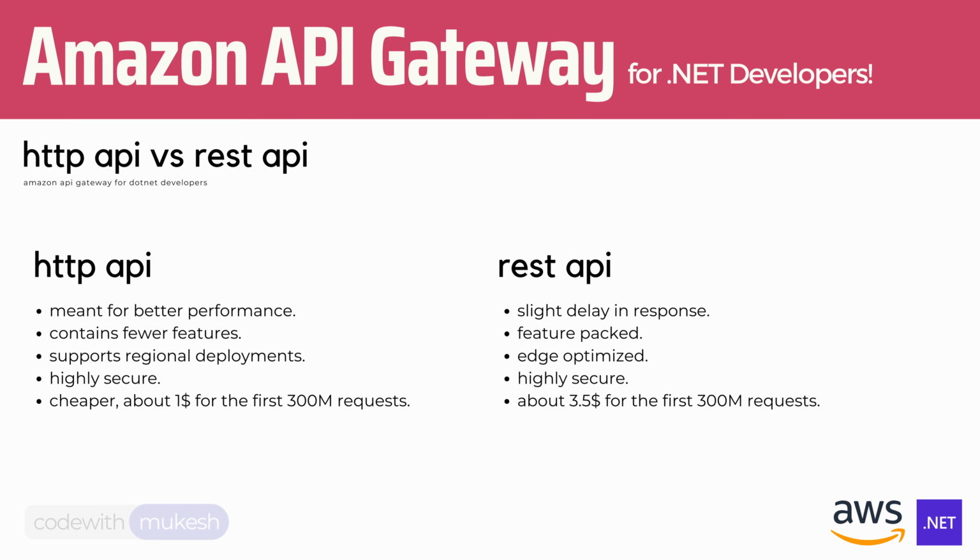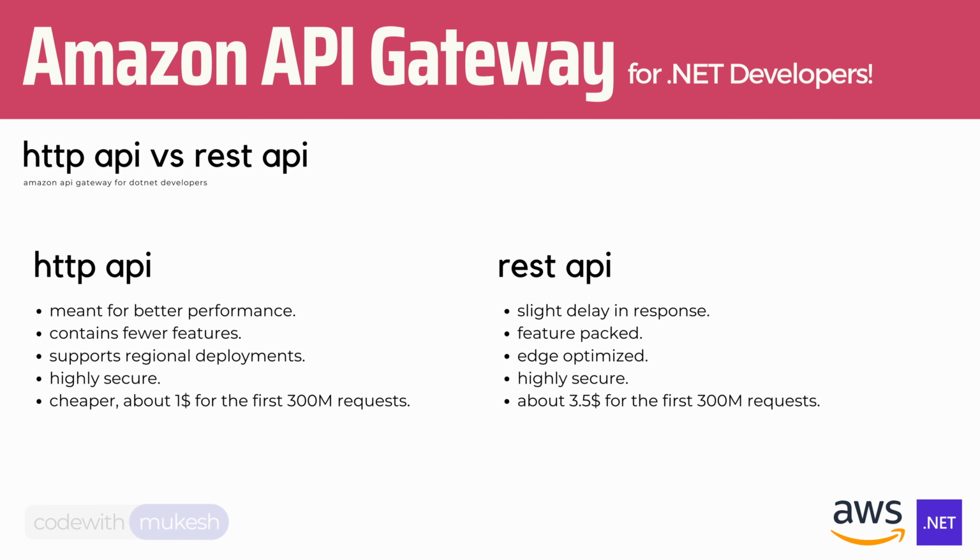What are the major differences between HTTP API and REST API? First up, HTTP APIs are meant to be better in performance and are almost 10 to 15% more performant compared to REST API. The sole reason for this is that REST API has much more features compared to HTTP API. And in terms of pricing, for the first 300 million requests per month, HTTP APIs would cost you just $1, whereas for the same volume, REST API would cost around $3 to $5. That is a pretty huge difference at scale.